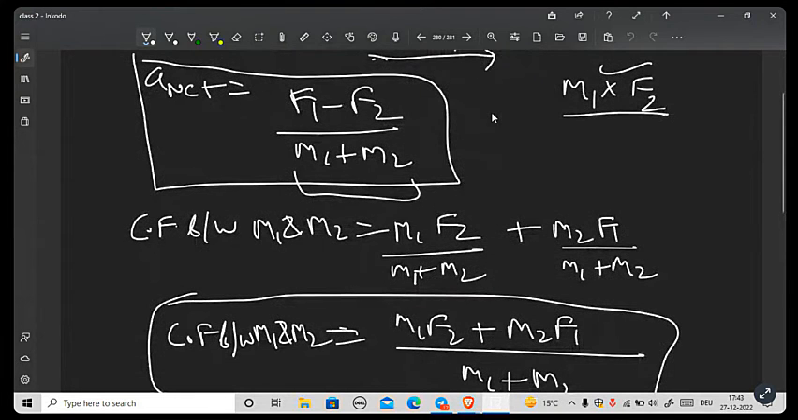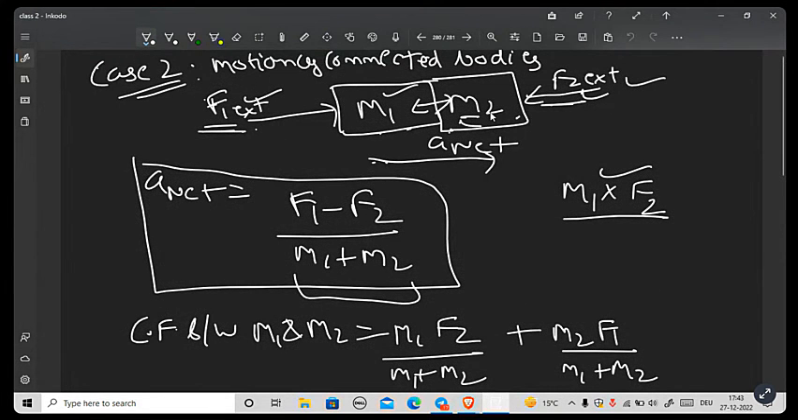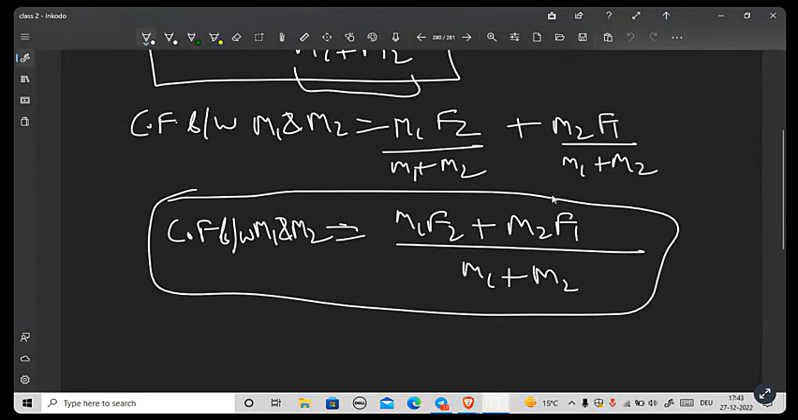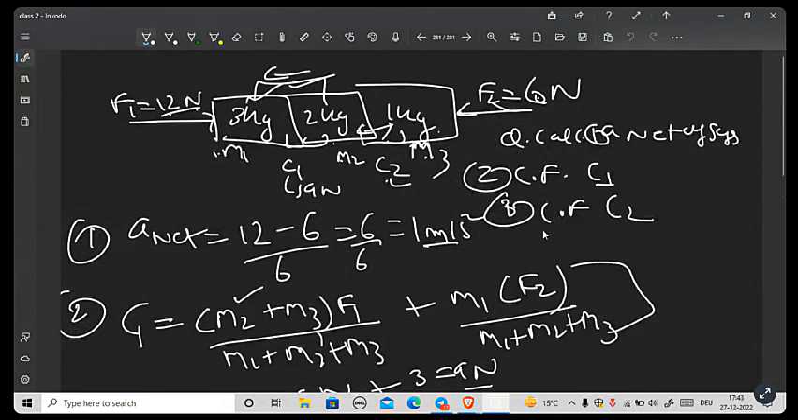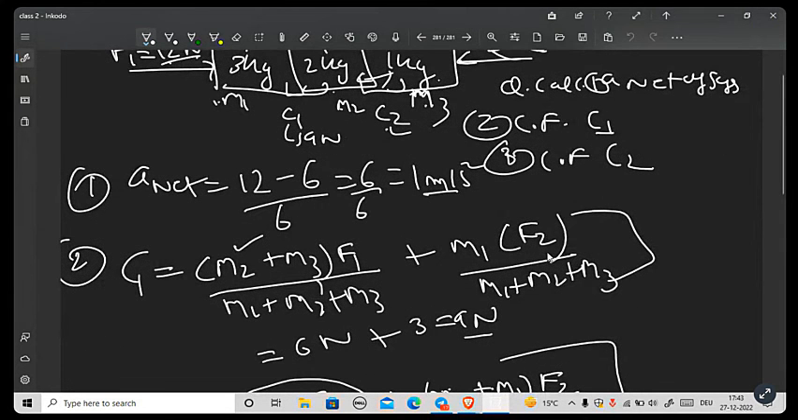And the forces which are acting directly on the block do not contribute in the contact force. I told you that yesterday. So that is why the formula is M2 F1 upon M1 plus M2. Now just imagine this thing in the 3-block system. 3-block system में क्या हुआ?